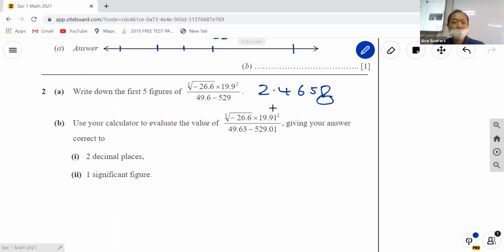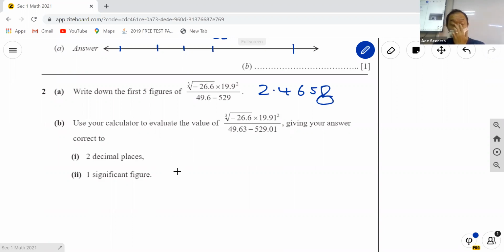8. Sorry. 2.465 should be okay, right? Boston, do you get the same thing? Did you get something similar? B. Yeah, okay. B. All these use a calculator, right? So it's pretty easy. Calculate the value of this thing. Blossom, what do you get? 2 decimal places, 1 significant figure.